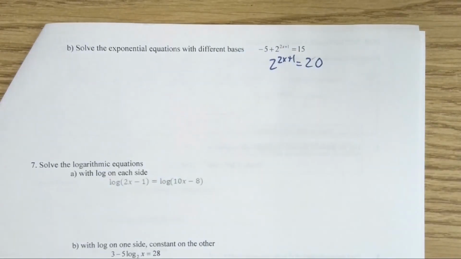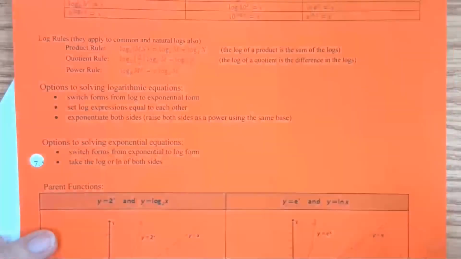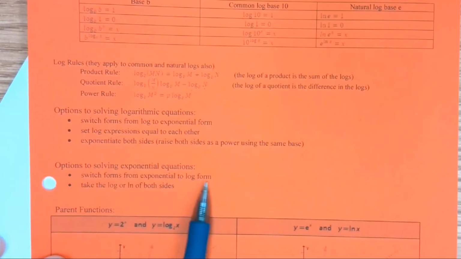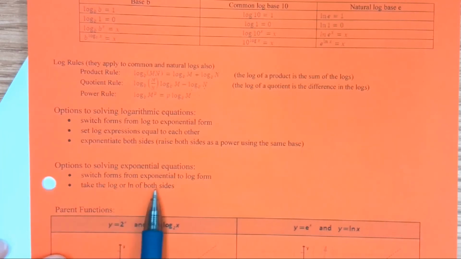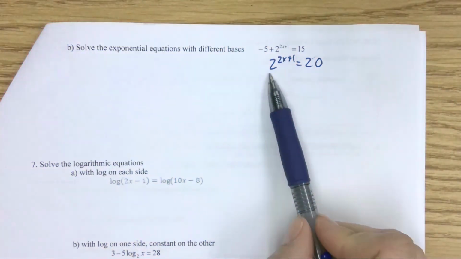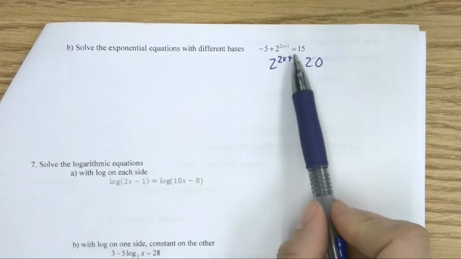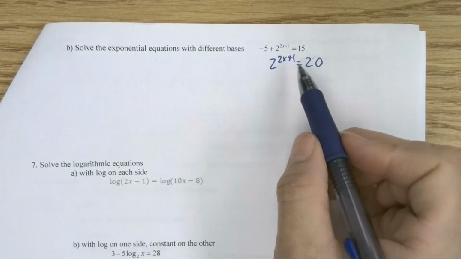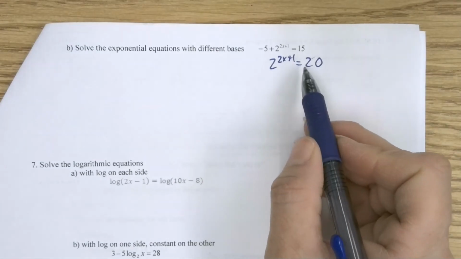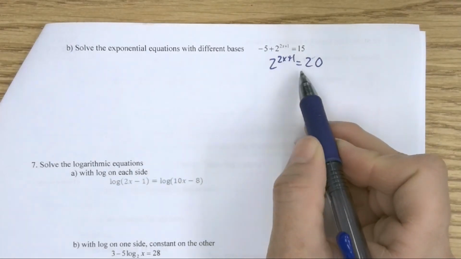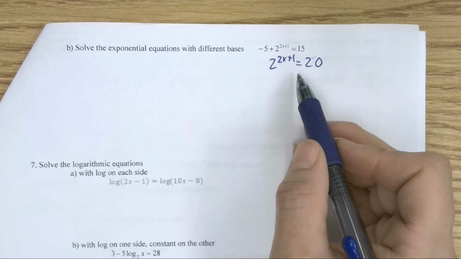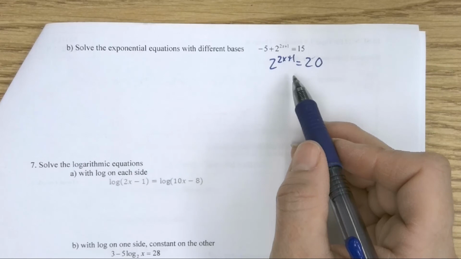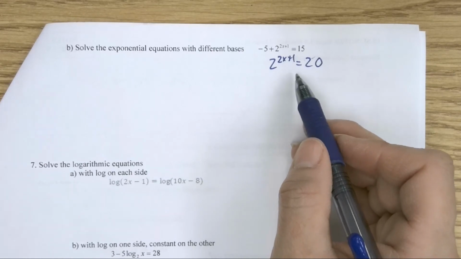And so I'm going to go back to my reference sheet. And my reference sheet says, one of my options is I can switch forms from exponential to log. The other is I can take the log of both sides. So if I switch forms, I'd have log base 2 of 20 equals 2x plus 1. That works. It's great. It's fast. The only dilemma with that is in IB, they tend to love to put inequalities in exponential problems. And when you switch forms with an inequality, it's very difficult to remember which way the inequality symbol faces.